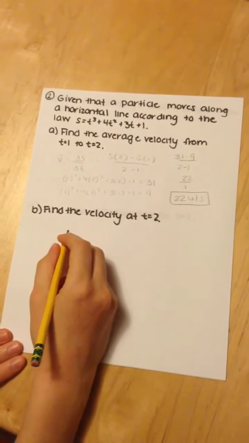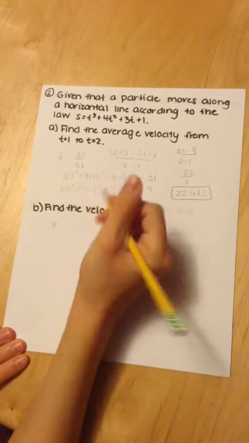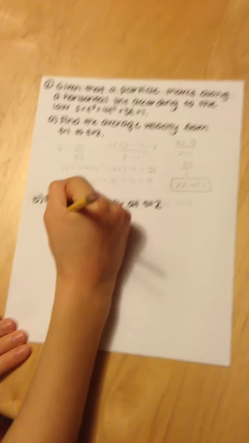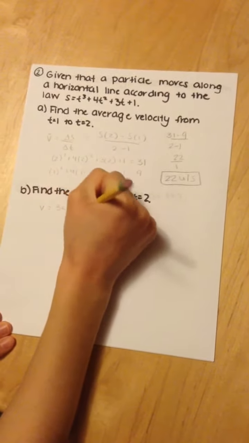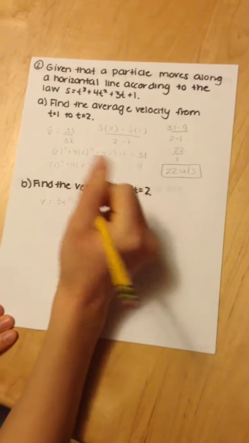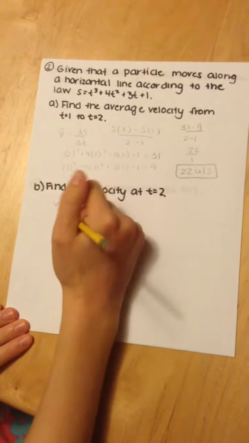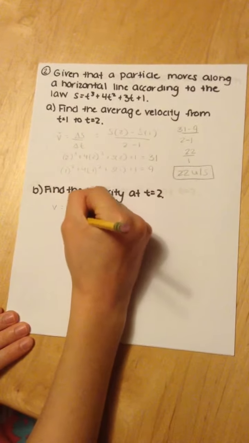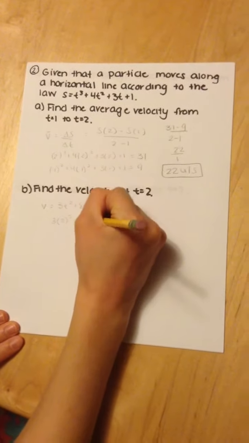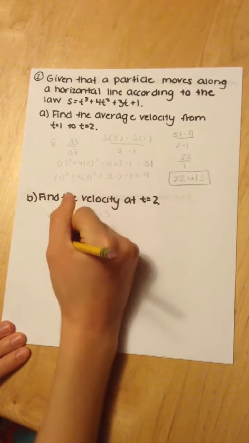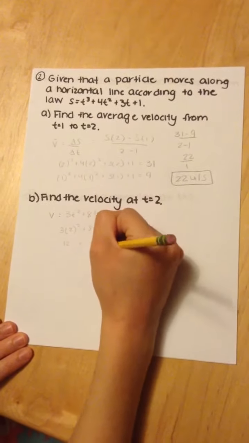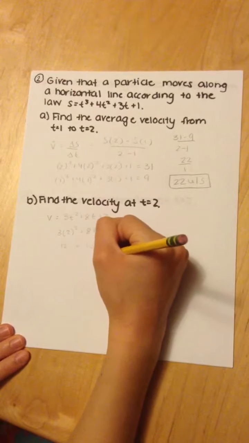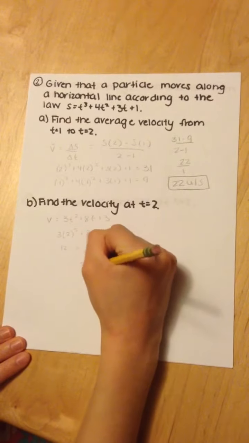Now to find the velocity at 2, use the velocity, so you have to take the derivative. So it would be 3t squared plus 8t plus 3. And then you just plug in 2 to that. So 3 times 2 squared plus 8 times 2 plus 3. 2 squared is 4 times 3 is 12, plus 8 times 2 is 16, plus 3, which is 28, plus 3, which is 31 units per second.